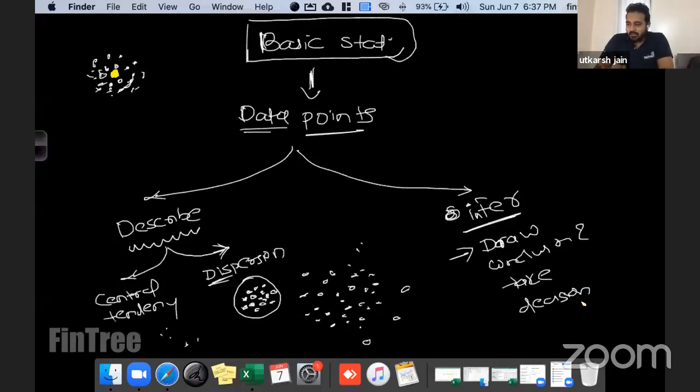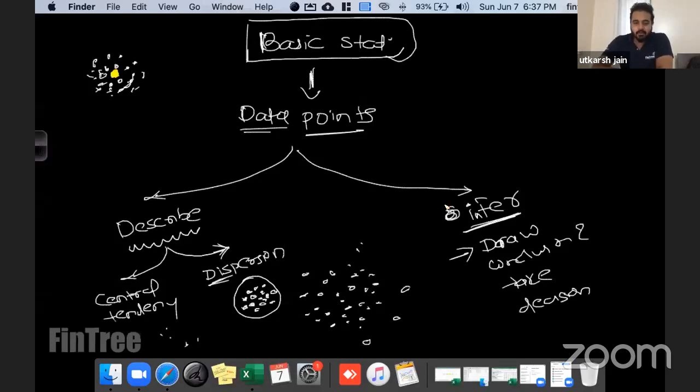So then again, there's an element of risk. So what we need to do is, going forward, eliminate loans given to anyone in that sector and probably look at something else so that we diversify ourselves. So that's again drawing inferences out of your data points. Okay, so that's a very broad way of how you want to think of statistics.